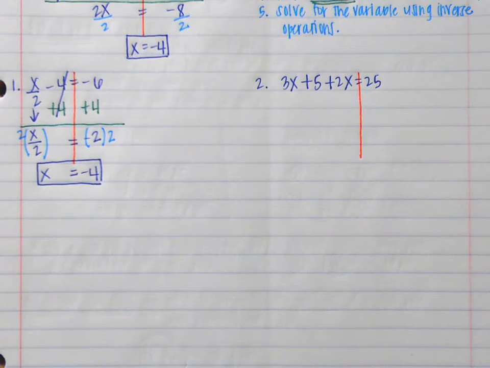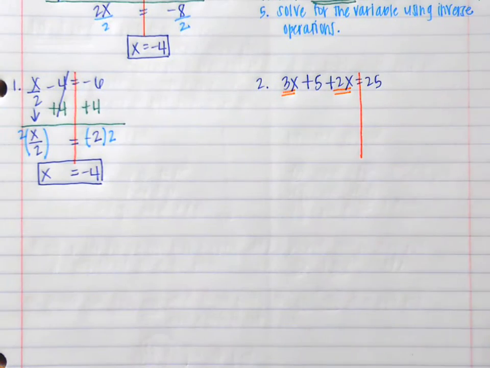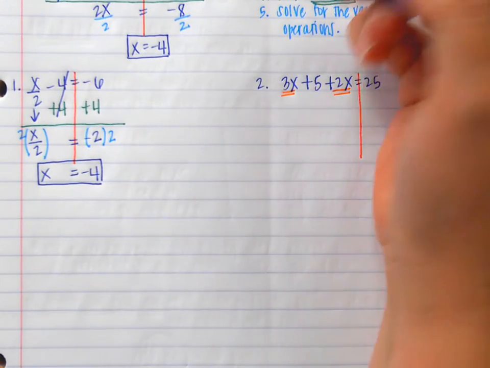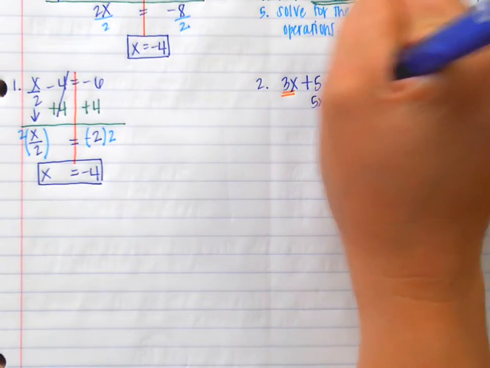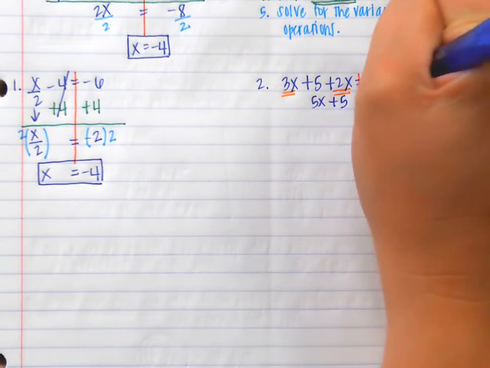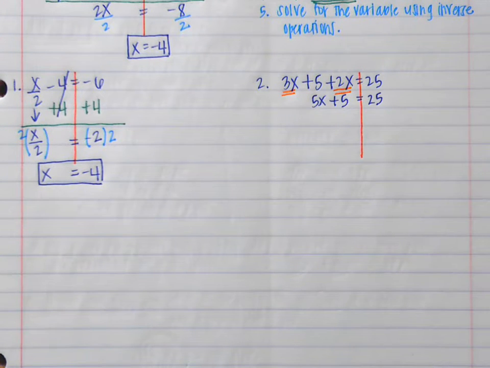So are there like terms on the left side or on the right side? And the answer is yes, there are. We can combine 3x and 2x. 3x plus 2x is 5x. And then I'm just going to bring that 5 down, equals 25. And so now what I want you guys to do is try this problem on your own and then come back and see how you did. So try this on your own, come back to check your work.